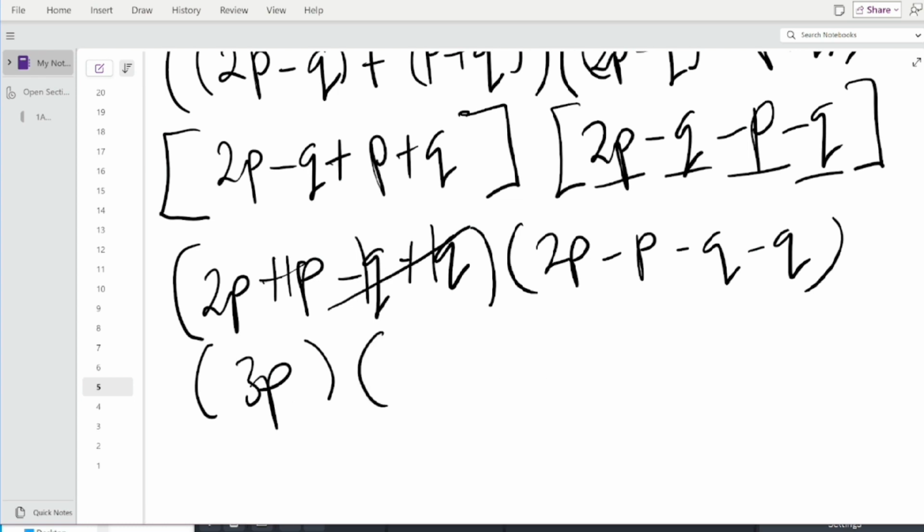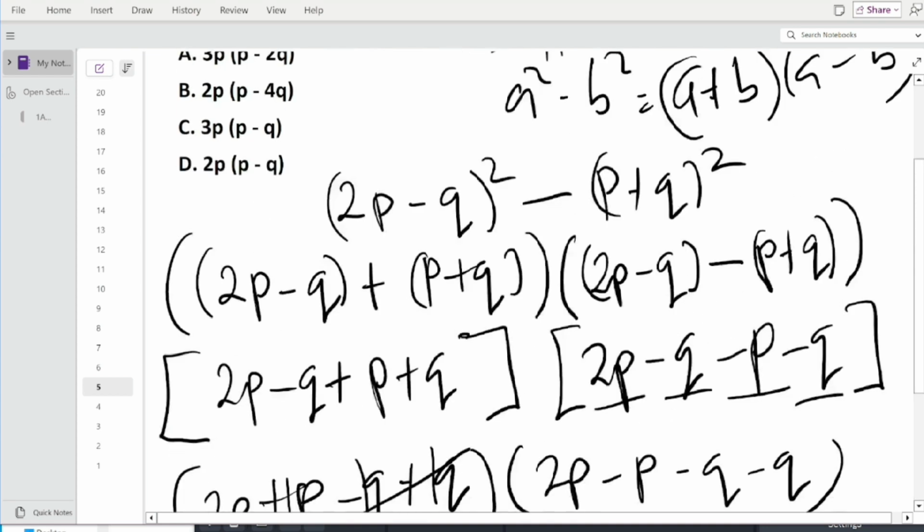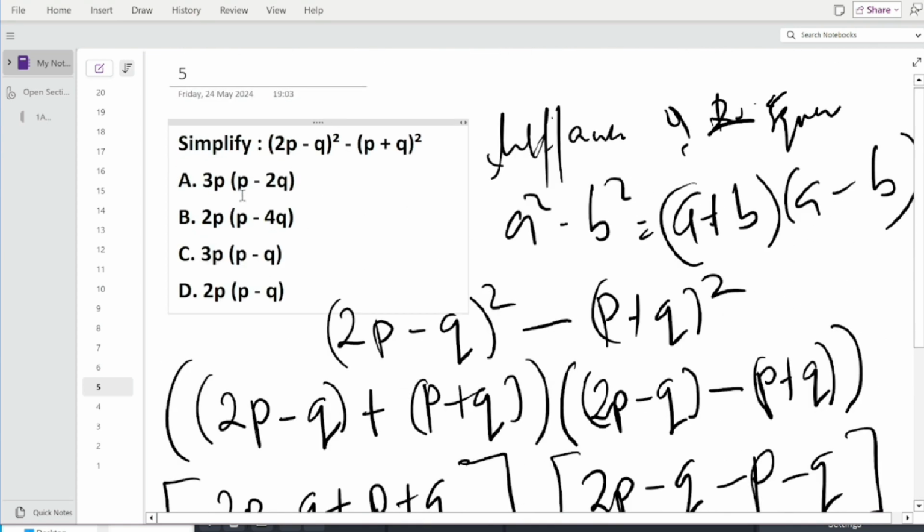So on the other part, we have 2p minus 1p, like 2 minus 1. Then we put the p, that's 1p or p. Then minus q, that's minus 1q and minus 1q. You're owing 1 and you're owing 1 again, so you're owing 2 in total. That's minus 2q. So our answer is 3p(p minus 2q), which is A.